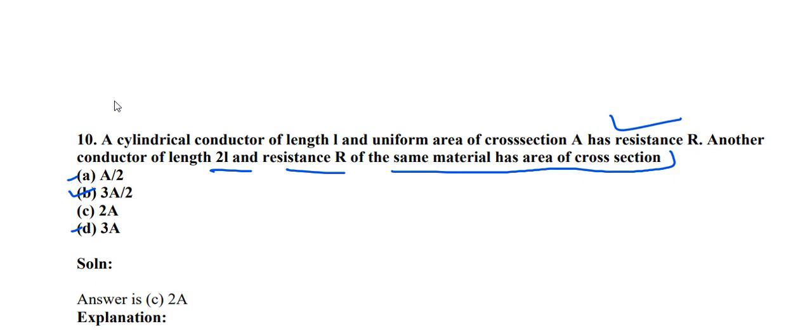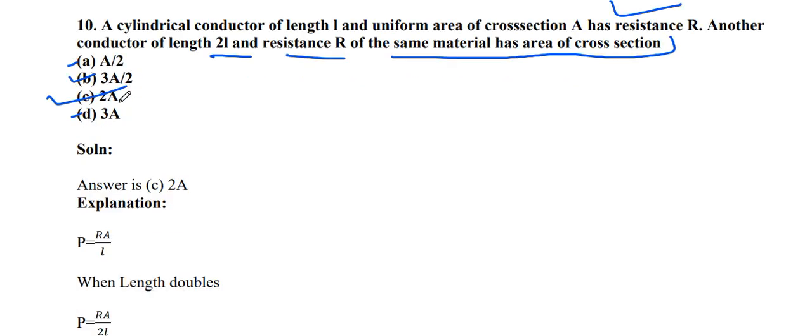So ampere, half ampere, 3 by 2 ampere, here is 2 ampere, here is 3 ampere. So the numerical values are given, you are able to find this one. So I choose the C option. Let's see what the explanation is about that.